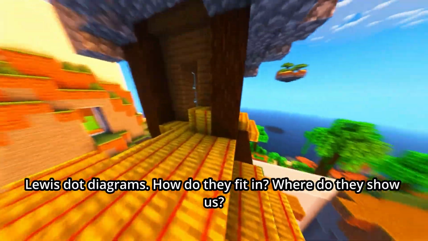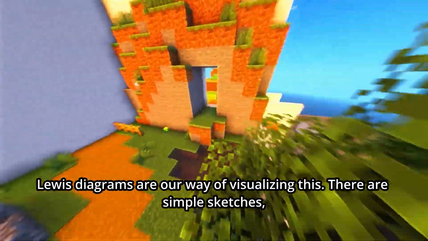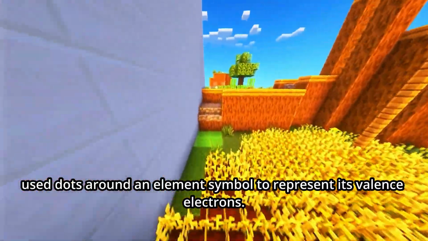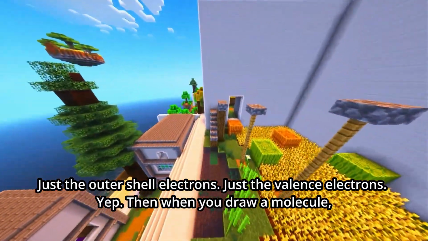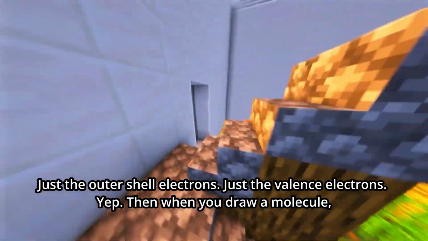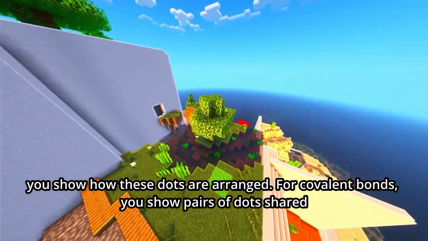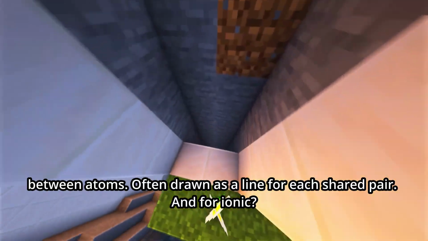Understood. And finally, Lewis dot diagrams. How do they fit in? What do they show us? Lewis diagrams are our way of visualizing this. They're simple sketches. You use dots around an element symbol to represent its valence electrons. Just the outer shell electrons. Just the valence electrons, yep. Then, when you draw a molecule, you show how these dots are arranged. For covalent bonds, you show pairs of dots shared between atoms, often drawn as a line for each shared pair.